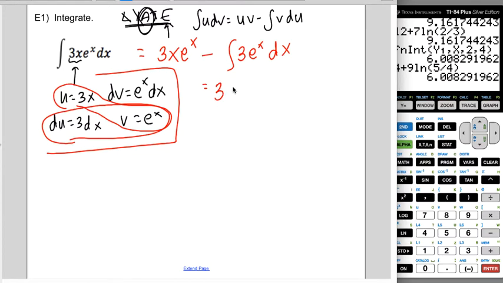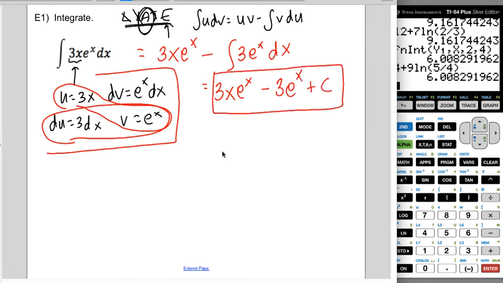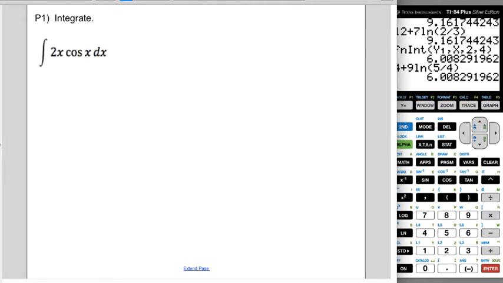So I'm going to get 3x e to the x, that's my uv, minus, when I integrate 3 e to the x dx, I just get a 3 e to the x, and now that I'm done integrating, I write my plus c. So that's how I integrate with parts. All right, let's try another one.